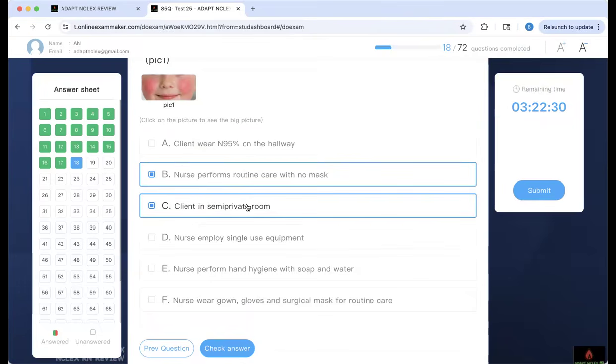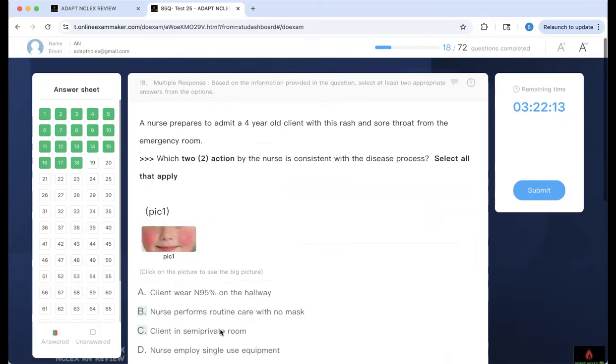The client can be placed in a semi-private room between 2 other patients. Nurse employs single use? It's not a contact precaution. Nurse performs hand hygiene with soap and water. It's not contact precaution. Nurse wears gown, gloves, and surgical mask? It's not droplet and contact precaution. This is now a standard precaution.